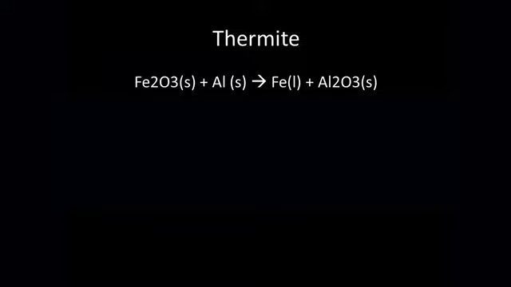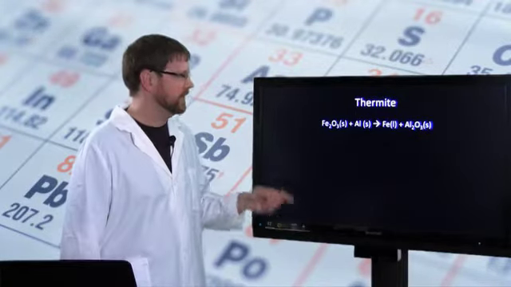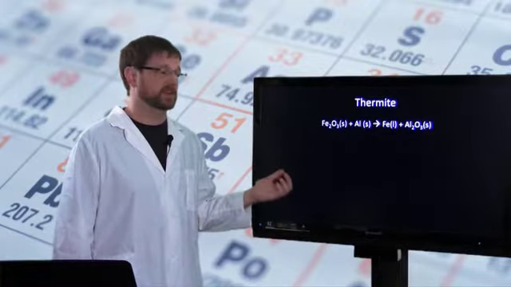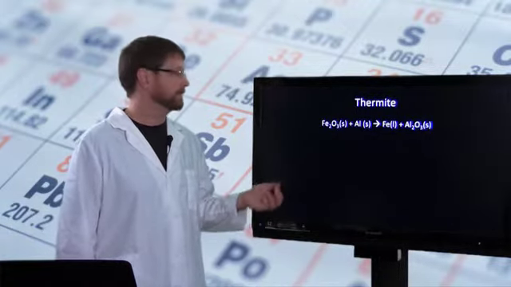So, for example, look at the iron. In iron oxide, we have 2 irons, but on the product side, we only have 1 iron atom. So this is an unbalanced equation. Let's go through this and actually balance it.